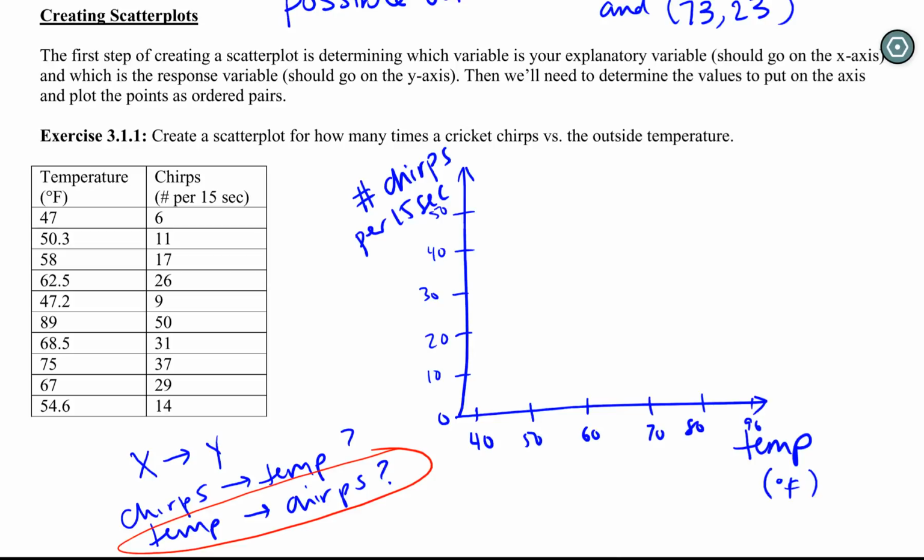And then we are going to go ahead and just put each of these things in there as an ordered pair, right, as one observation. So at temperature of 47, we should have about 6 chirps. And this is going to be a true and utter guesstimate. You would usually use technology to do this. We're doing it by hand now because we are. So I'm going to go ahead and just fill this in.